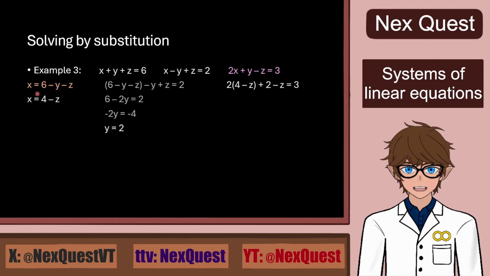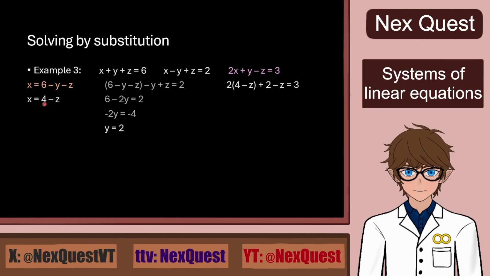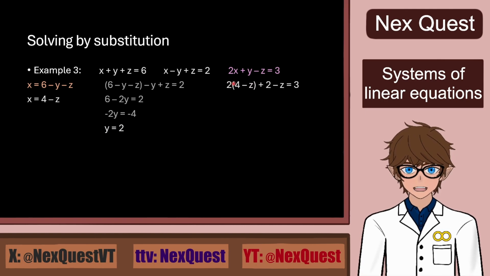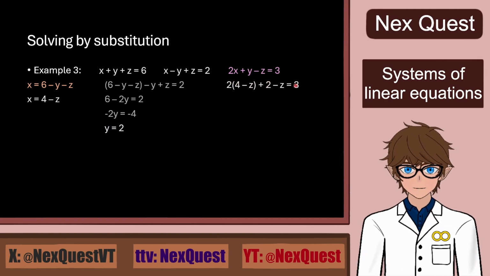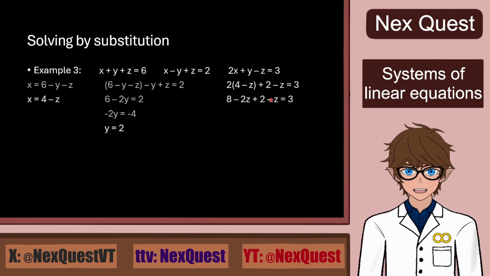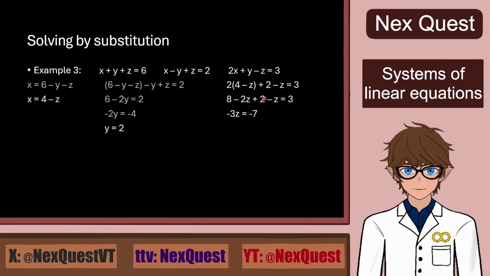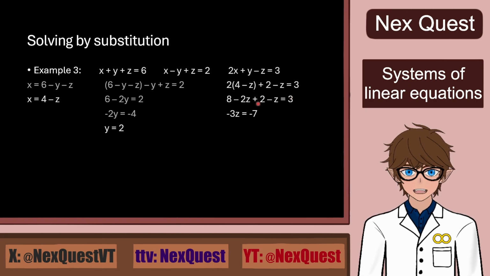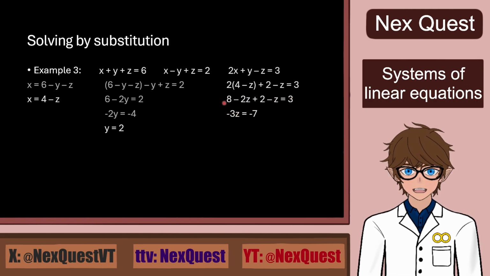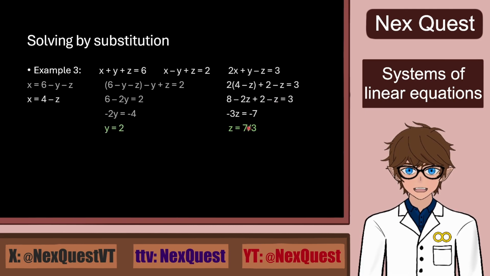And we have 2 simplified equations that we can paste in the third equation, where we only have z as the variable. So instead of x, we put 4 minus z. Instead of y, we put 2. And we get 2 times brackets of 4 minus z, plus 2 minus z, equals 3. Now we multiply the brackets, we solve, we move z's to the left, the numbers to the right. 8 plus 2 is 10, 3 minus 10 is minus 7, minus 2 minus 1 is minus 3. Now we just divide by minus 3, and we get z is 7/3.